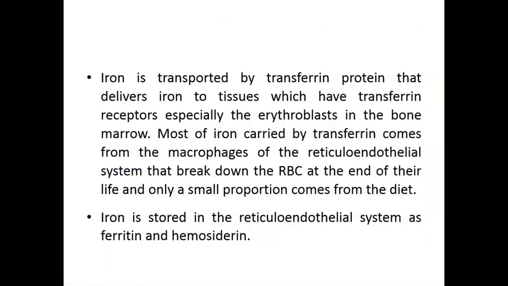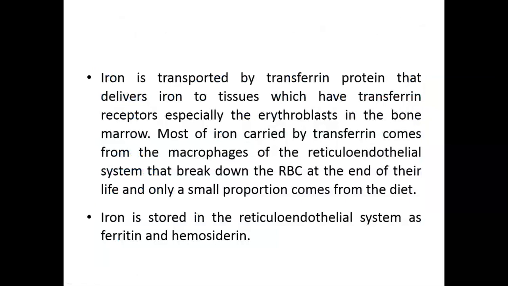So iron is transported after being absorbed by transferrin protein. What is the job of transferrin? It will carry iron to the tissues that require mostly iron for the synthesis of the red blood cells, which is the bone marrow. So iron is transported mainly to the bone marrow, especially to the erythroblast in the bone marrow, to be utilized for the production of new red blood cells.